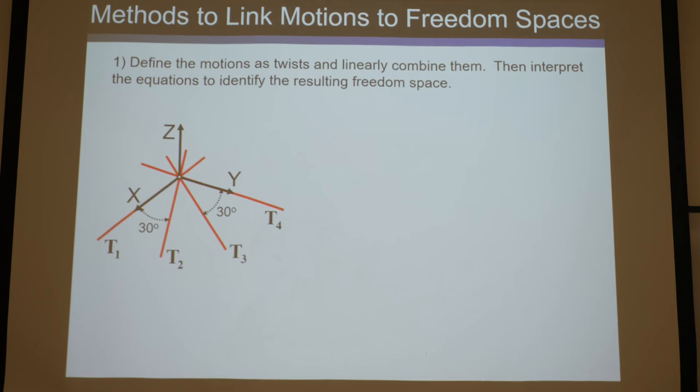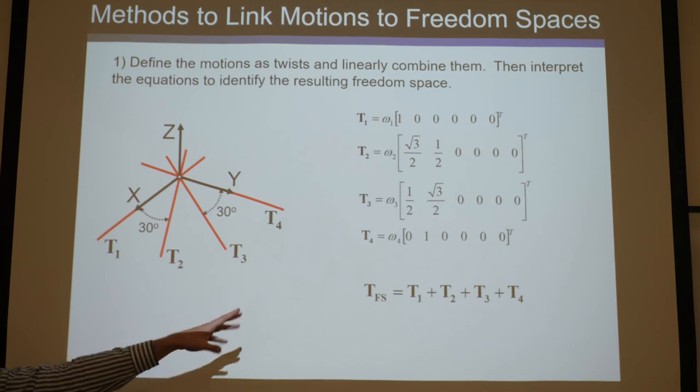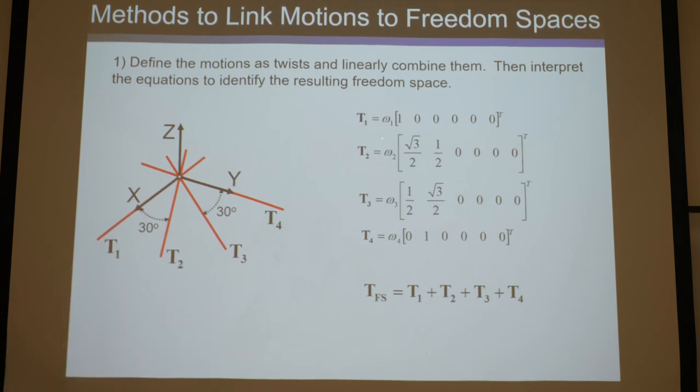Well, what you can do is you can mathematically define these twists. We did this in a past example, T1, T2, T3, T4. Then what you can do is add them together, okay, linearly combine them with different magnitudes, and then get the twist freedom space. Remember that 6x1 vector that has all the magnitudes, omega 1, omega 2, omega 3, omega 4. And decompose it, deconstruct it, and interpret the math to interpret what shape it would be. And voila, you have found the freedom space. But again, it's very arduous. It takes some serious logic and some math skill, and it's a little bit painful.